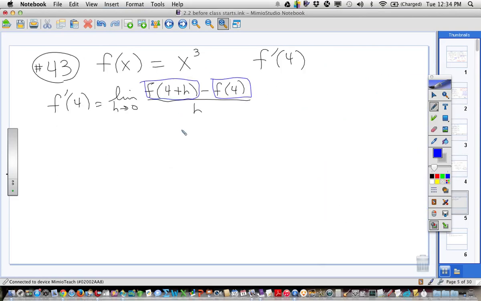All right, so anyway, back to this. So now I can just say, all right, f of 4 plus h, that is 4 plus h plugged in for x. So that's 4 plus h cubed, minus f of 4. f of 4 is a 4 plugged in. Now, I know 4 cubed is 64. I could have written a 64 right there, okay? But I'm just going to write that down and take it one step at a time.